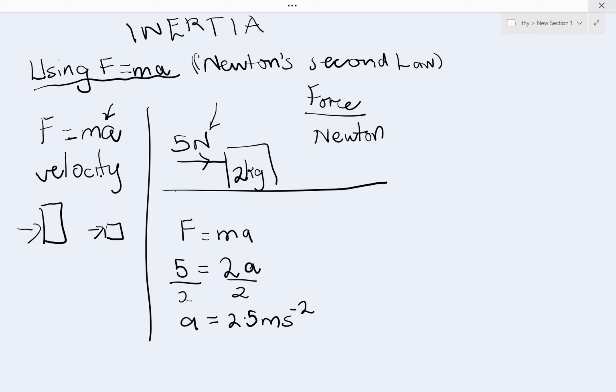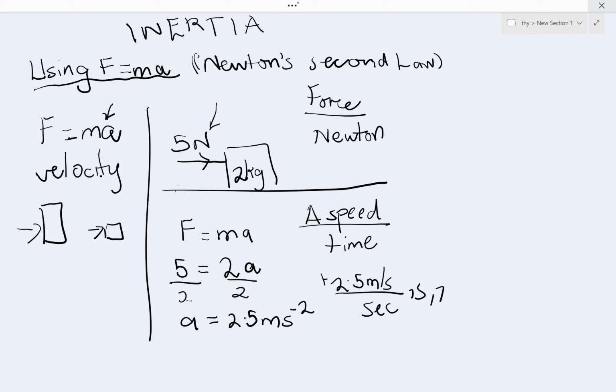That says what is the change in your speed, change in speed over time. So if your acceleration is 2.5 meters per second per second, that means every second, maybe you're driving a car, you start out at 0 meters per second. 1 second later, you add on 2.5. Another second later, you add on another 2.5, so you're at 5. Another second later, you add on another 2.5, so you're at 7.5. So you're adding on 2.5 meters per second of speed each second.